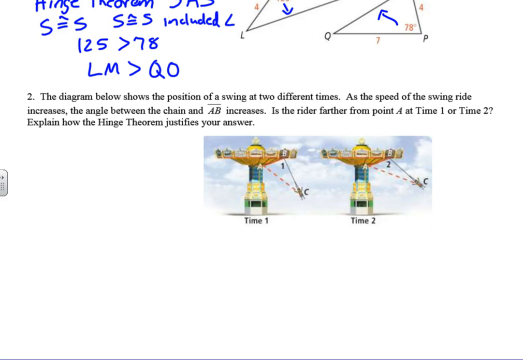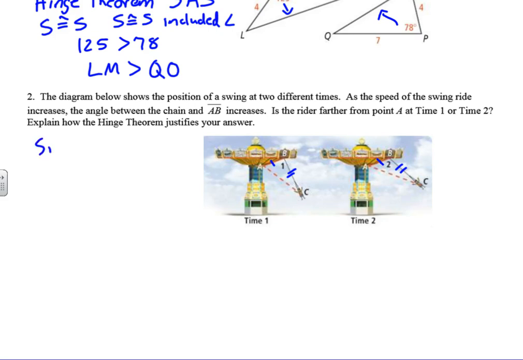So the diagram below shows the position of a swing at two different times. As the speed of the swing ride increases, the angle between the chain and AB increases. Is the rider farther from point A at time 1 or at time 2? So what's happening here? Well, AB is the same and BC is the same. It's just a matter of the angle. So is the rider farther from point A at time 1 or at time 2?